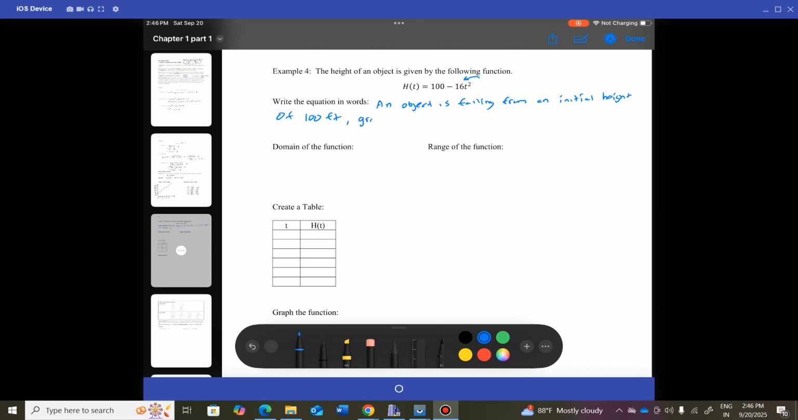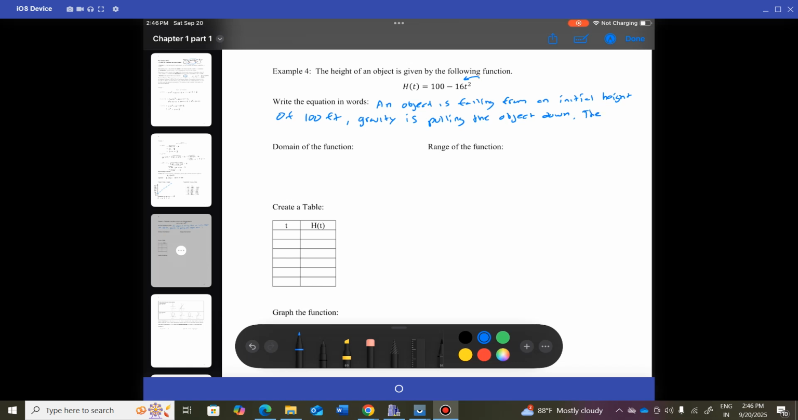Gravity is pulling the object down. Gravity is 32 feet per second, but within the equation, and this will be dealing with calculus, we end up having to divide that by 2, and so that's where we get the 16 from. Okay, so gravity is pulling it down.